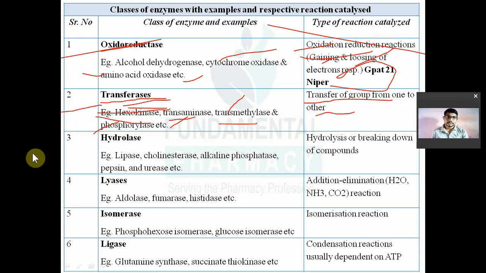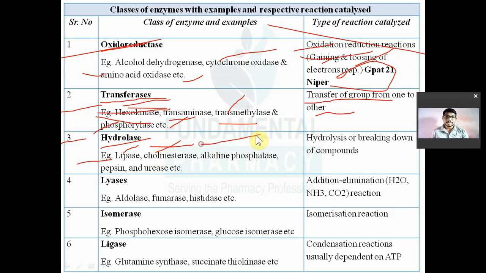Then the third category is nothing but the hydrolases. As the name indicates, they are involved in the hydrolysis process. An example is lipase. Lipase will cause hydrolysis of lipids. Cholinesterase will break down the acetylcholine molecule. It will hydrolyze acetylcholine into choline plus acetic acid.